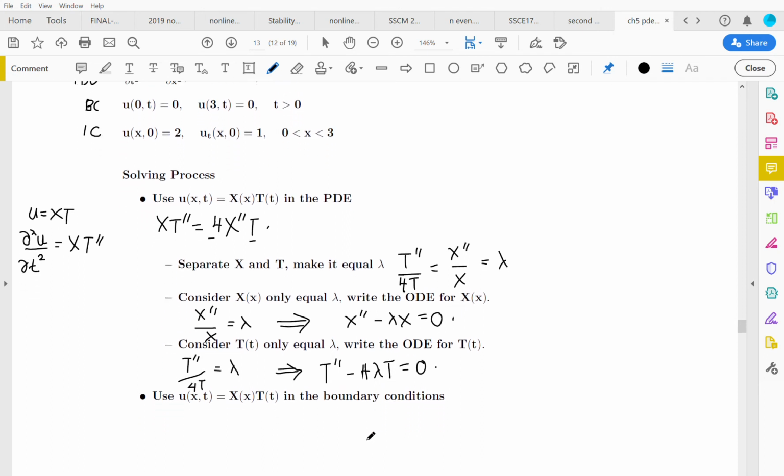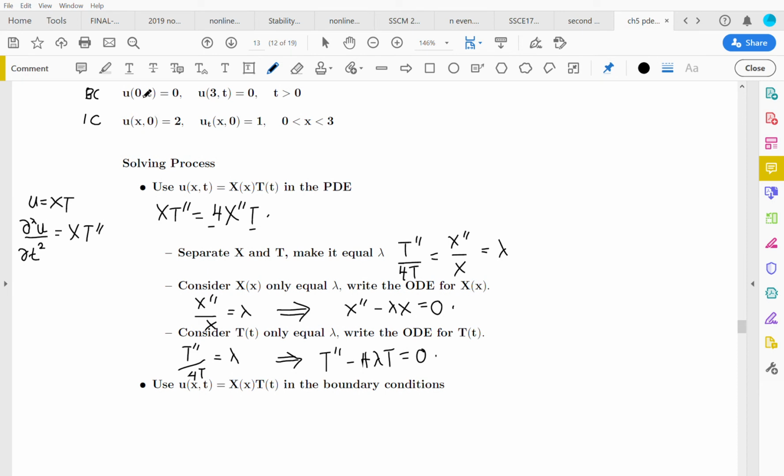For the boundary condition, we have to change as well. I think this is simple. Clearly we can see the value for x is 0. It depends on the condition. Here the condition is u, so we can use this u as it is. So x 0 t, the first condition like this. After we replace, we get x 0 equal to 0. For the second condition, we have x at point 3 multiplied with t equal to 0. So we get the second condition x3 equal to 0.